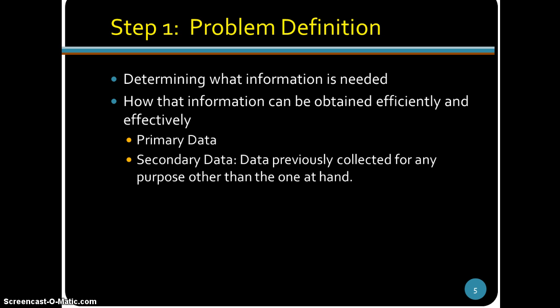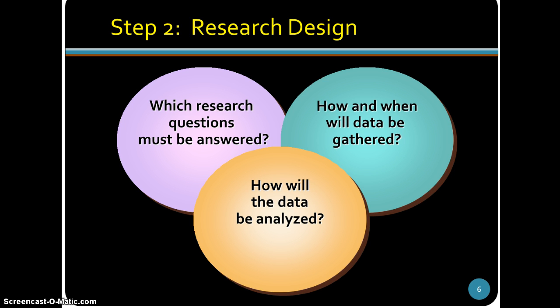And am I going to get that information from collecting primary data, which is first-hand data where you're collecting information that's directly relevant to the problem that you have defined for yourself, or secondary data, such as census data, for example, which has been collected for another purpose, but not the specific problem on hand. Step 2 then is research design, which is answering these questions. How will the data be collected? What research questions am I trying to answer? And then more importantly, how will the data be analyzed?